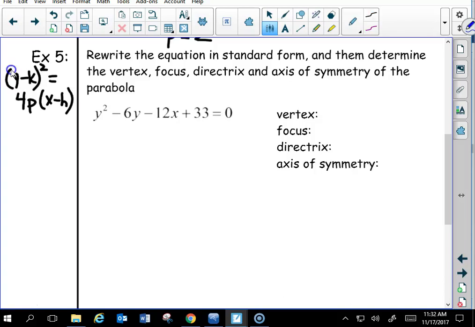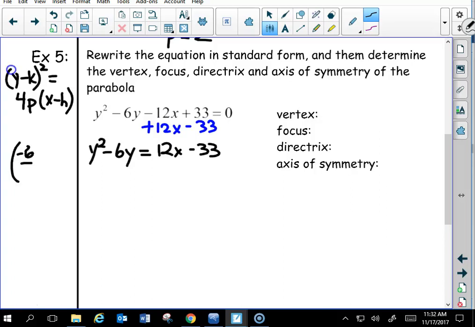So I'm going to get rid of the other two terms, and start with the equation y squared minus 6y equals 12x minus 33. All right, again, negative 6 over 2 squared equals negative 3 squared, which means I'm going to add 9 to both sides.